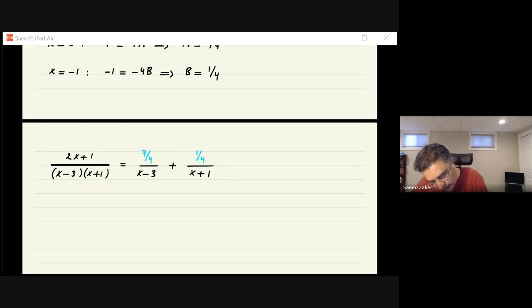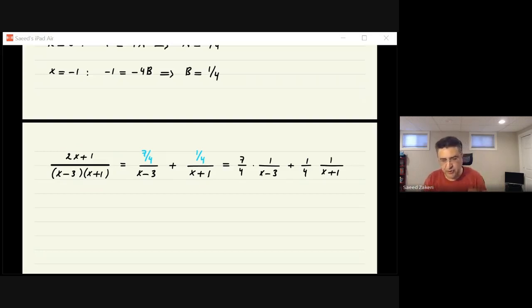In other words, in a much more respectable way to write, this is 7 over 4 times 1 over x minus 3 plus 1 over 4 times 1 over x plus 1. So this finishes the algebraic part. I succeeded in splitting my original fraction into a sum of two much simpler fractions.